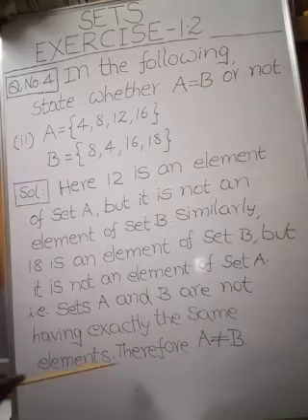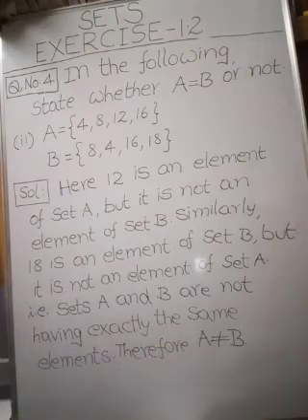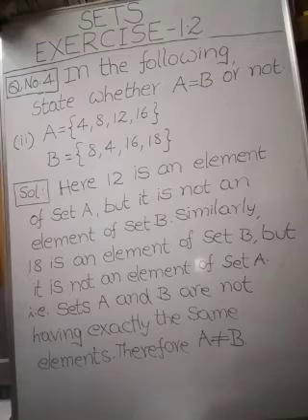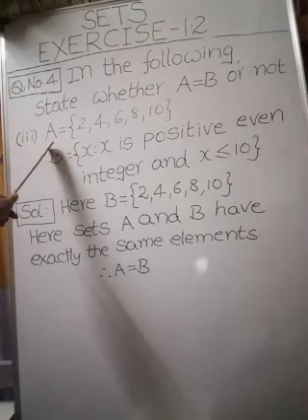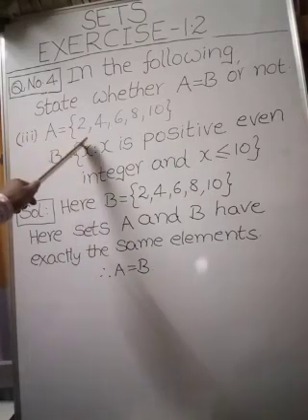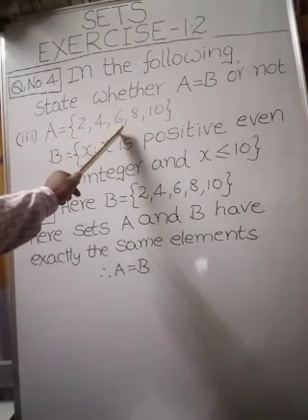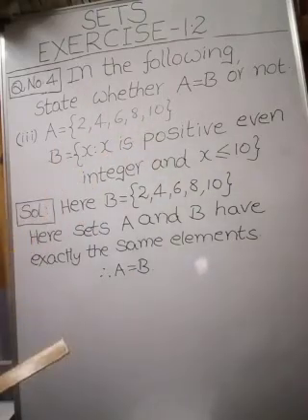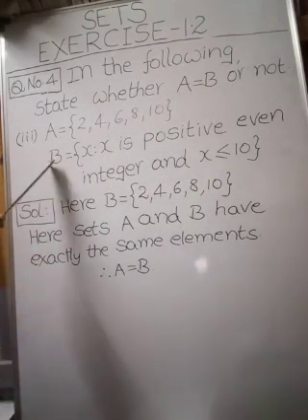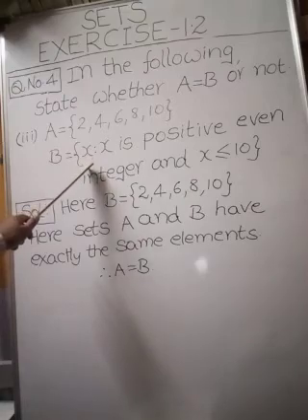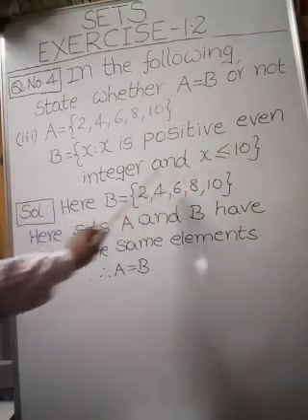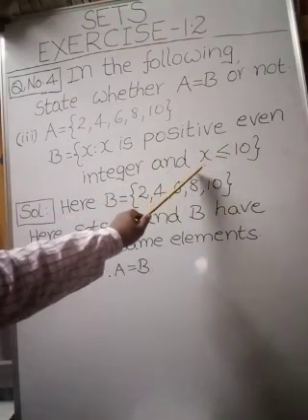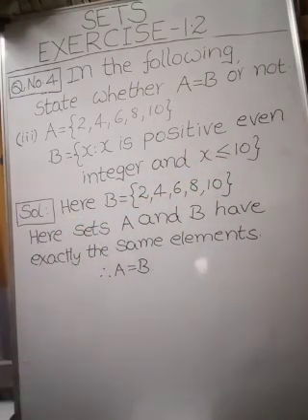Then what do you say? They are not equal. So we wrote here A is not equal to B. Understood, my dear children? Right. Now come to the next question. A is equal to the set 2, 4, 6, 8, 10. This is set A. And set B is equal to the set of all x such that x is a positive even integer and x is less than or equal to 10.